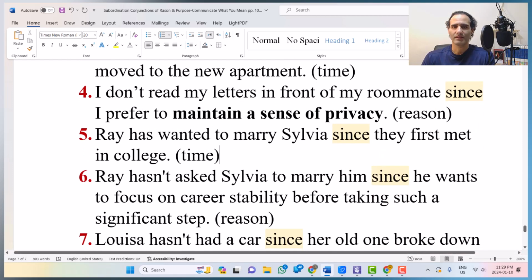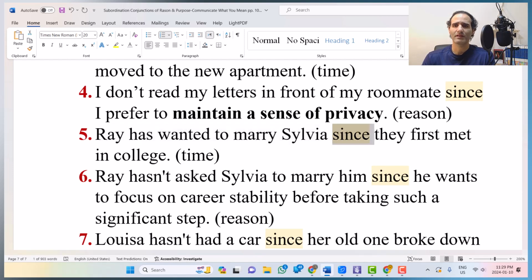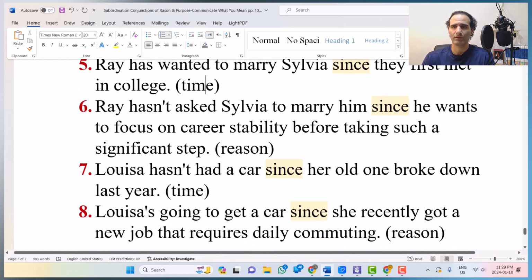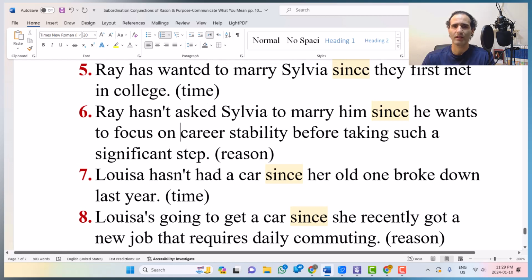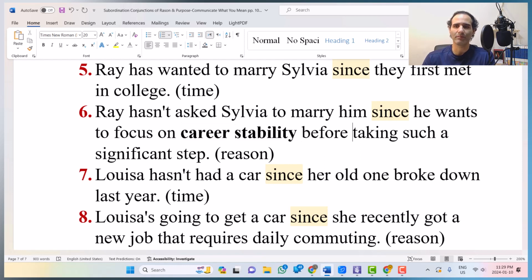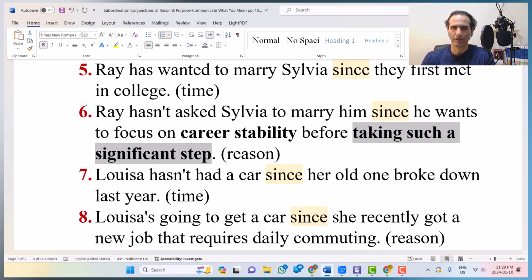Number 5, and the since is time again. Ray has wanted to marry Sylvia since they first met in college. Time. Number 6, reason. Ray hasn't asked Sylvia to marry him since he wants to focus on career stability before taking such a significant step. Beautiful, beautiful. And that is talking about reason. Because he wants to focus on career stability. This one is beautiful. And take a step. Take a significant step. Take a very important step in your life.